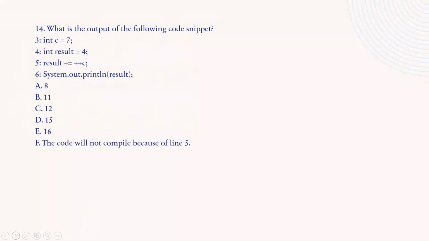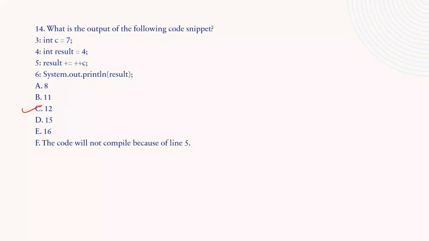Let's go to question number 14. This is also a very simple question. The answer to this question is C, which is 12. Let us understand how this is the case. The code compiles successfully, so there are no issues with the code. So we can just discard option F that we have over here.